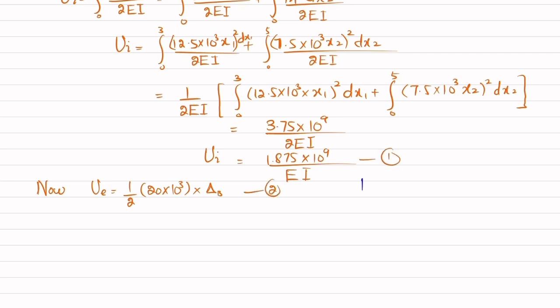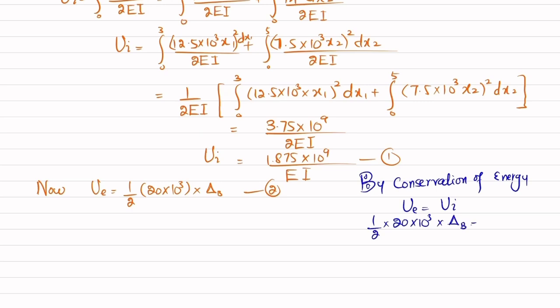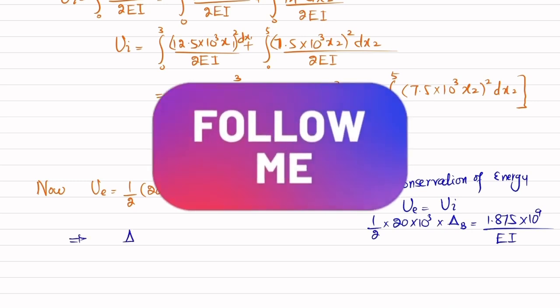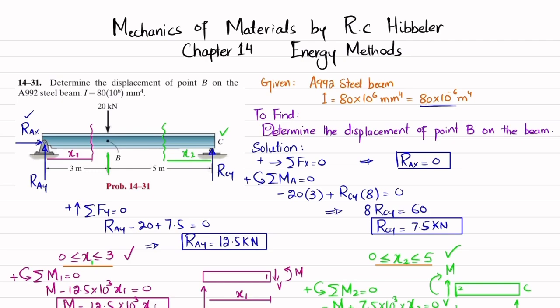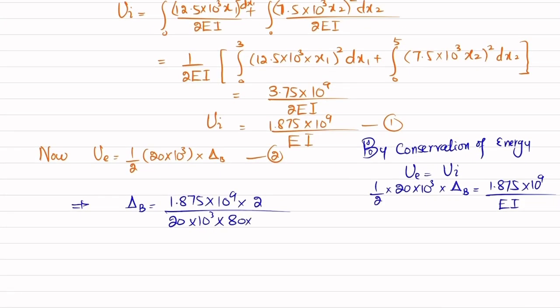So by using conservation of energy, Ue is equal to Ui. So 1 over 2 multiplied by 20 into 10 to the power 3 into delta B will be equal to 1.875 into 10 to the power 9 divided by EI. So delta B will be equal to 1.875 into 10 to the power 9 multiplied by 2, divided by 20 into 10 to the power 3 multiplied by I, which is given as 80 into 10 to the power minus 6, in meters to the power 4.